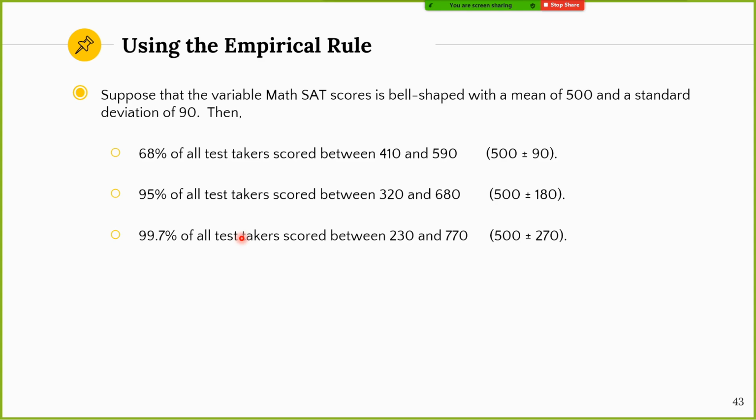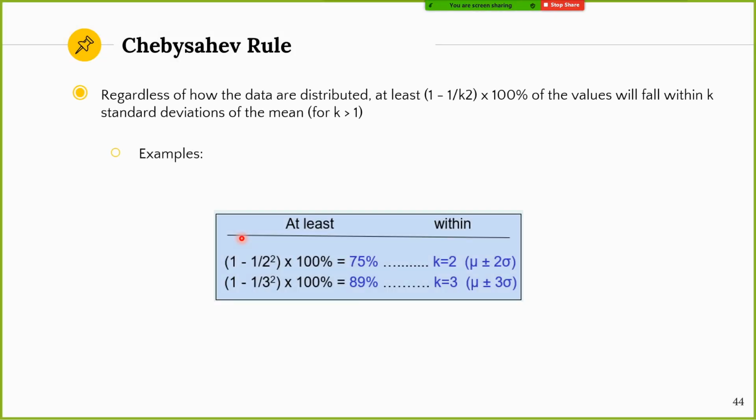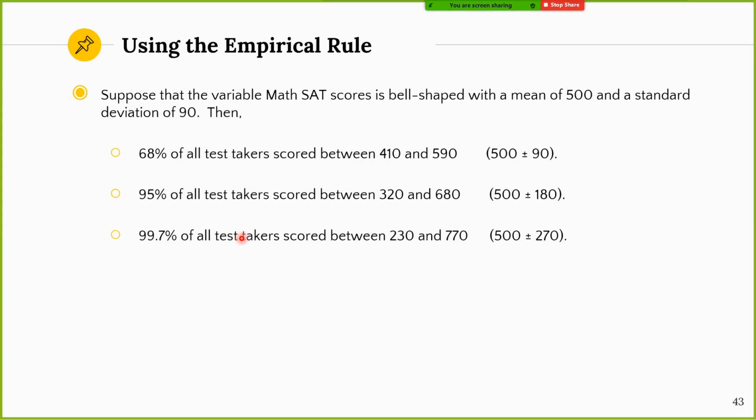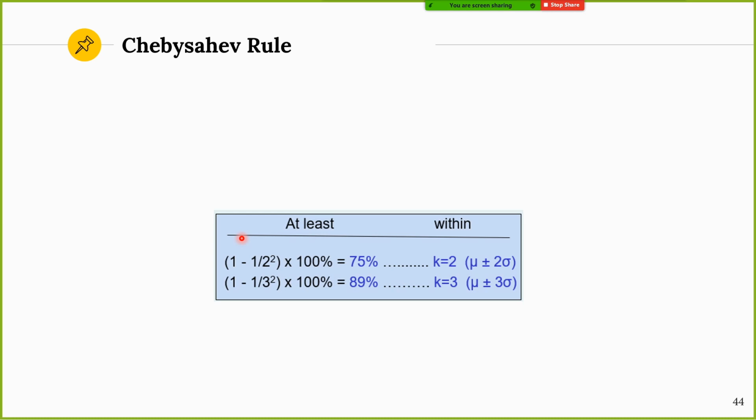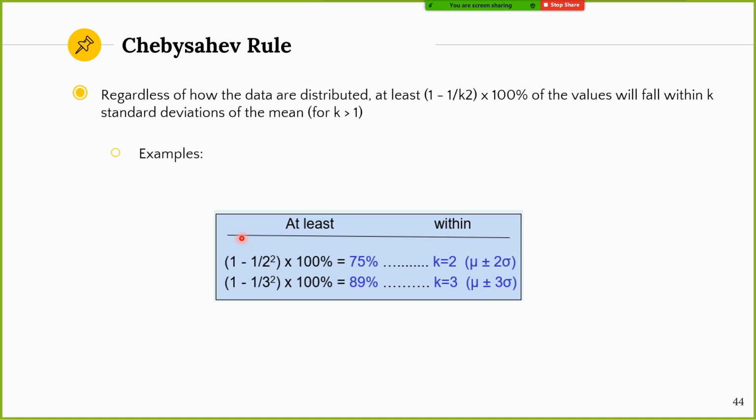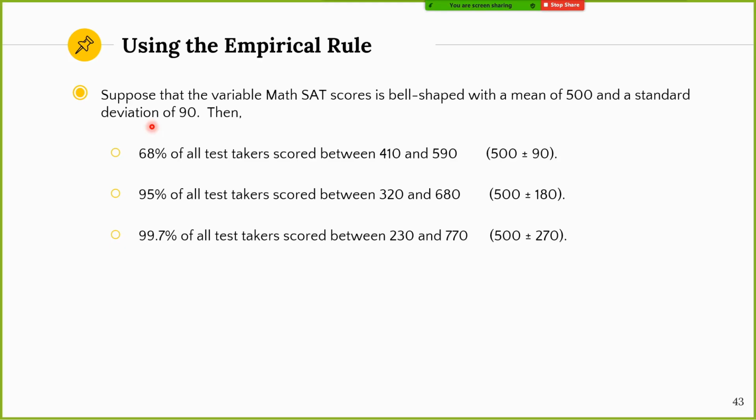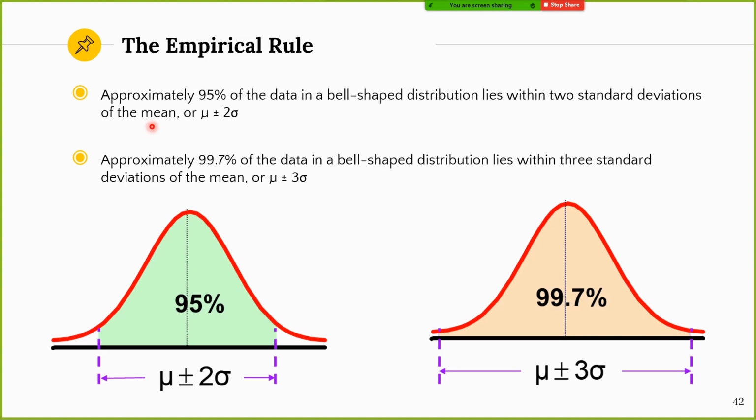Okay, if you don't have any question, we can continue. Besides this empirical rule, we also have this Chebyshev rule. If you have this k value, the data fall within k standard deviations of the mean. Normally we will use this empirical rule. This is very common.